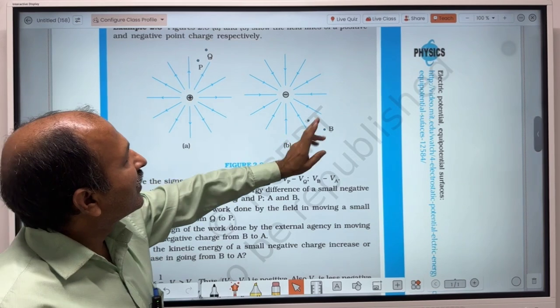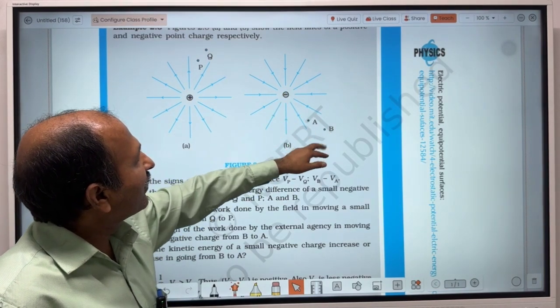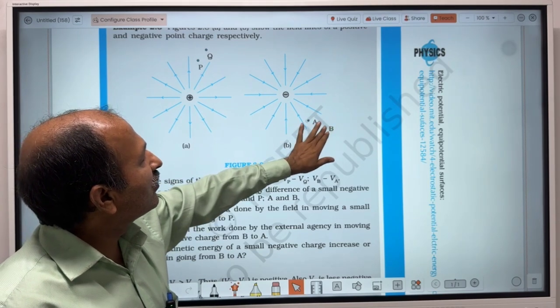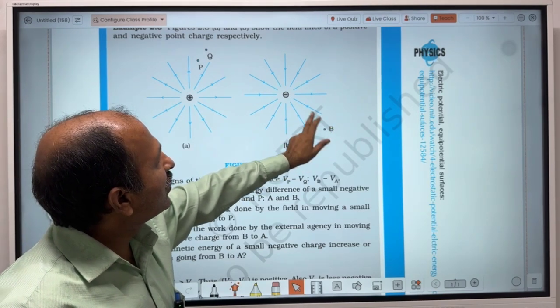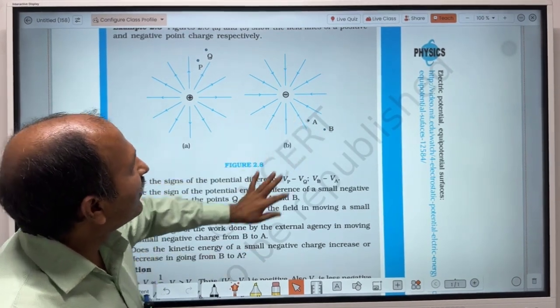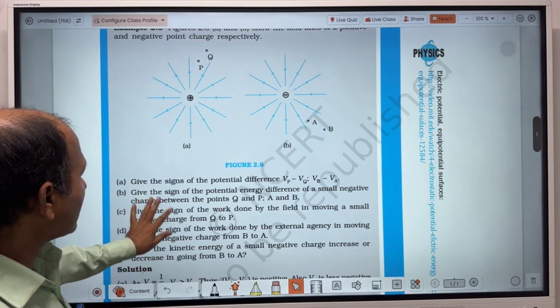Here, from point B to A you are moving, and because of the negative charge, here potential will be higher, here potential will be lower. So you are moving from higher to lower in this case. So in this case work done will be positive, whereas in this case work done will be negative. So that thing is explained here.